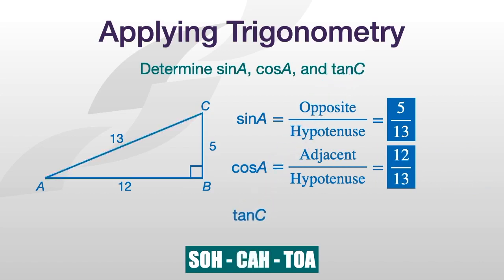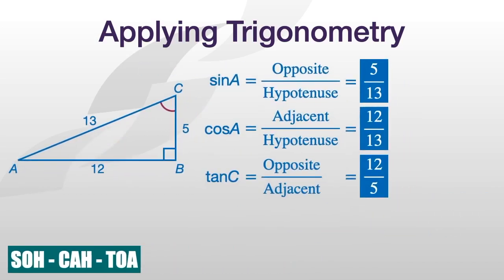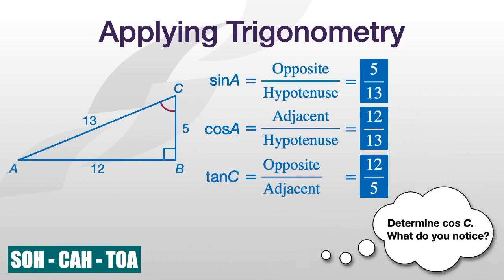Finally, for the tangent of angle C, we need the opposite over the adjacent. Relative to angle C, the opposite side is AB, and the adjacent side is BC, so the tan of angle C is 12/5. There are other ratios we could determine. For example, what is the cosine of angle C? And once you've found it, what do you notice about it?